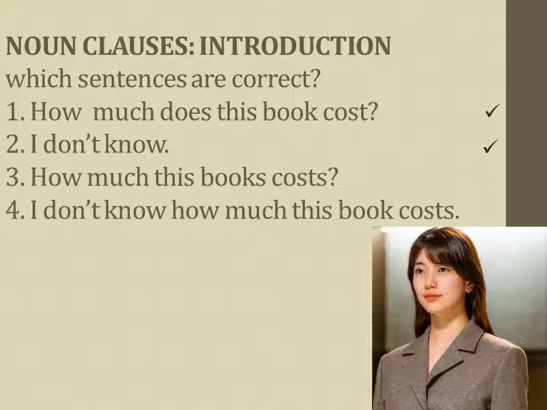Because actually, if we make a question, there should be an auxiliary, like number 1, how much, and then the auxiliary does, this book cost. But number 3, we don't see the auxiliary does. Now number 4 is actually correct, but this is a complex sentence. There is a main clause, I don't know, and there is a subordinate clause, how much this book costs. The subordinate clause in here is the noun clause. So how much this book costs is a noun clause.